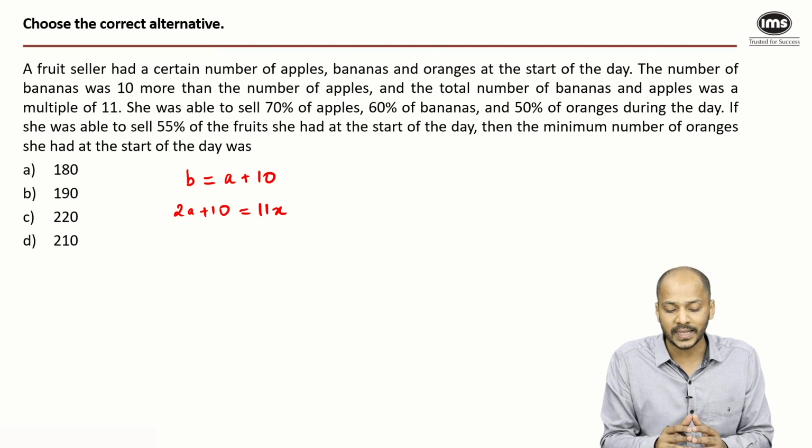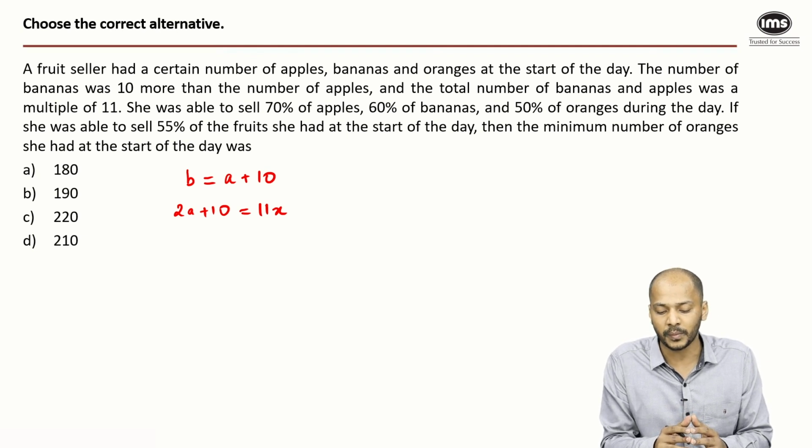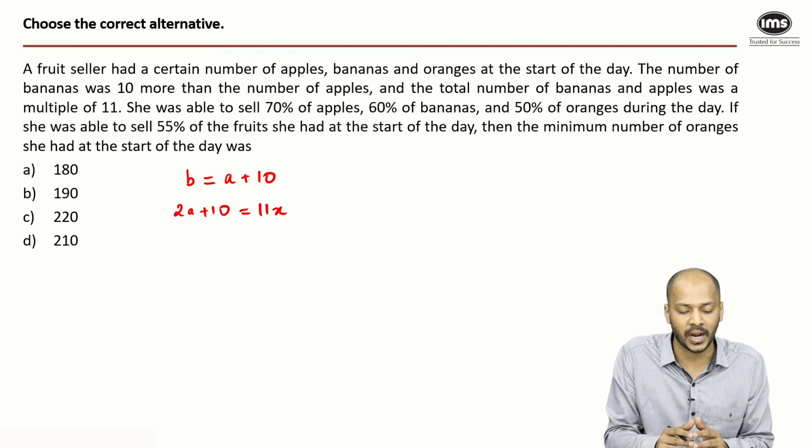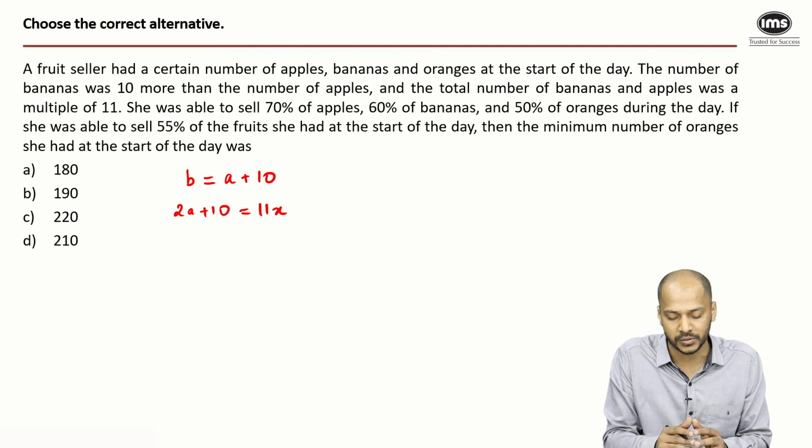She was able to sell 70% of the apples, 60% of the bananas and 50% of oranges during the day. If she was able to sell 55% of the fruits she had at the start of the day, then the minimum number of oranges that she had at the start of the day was.